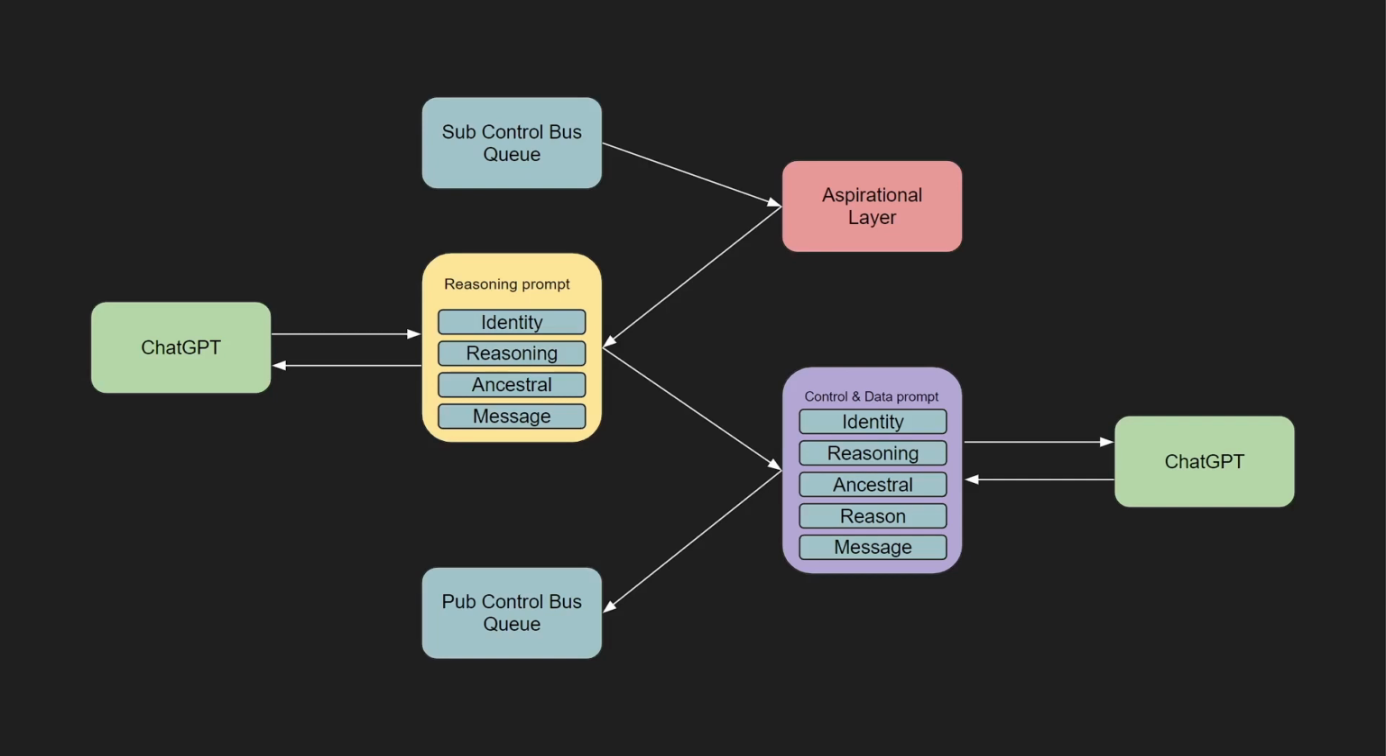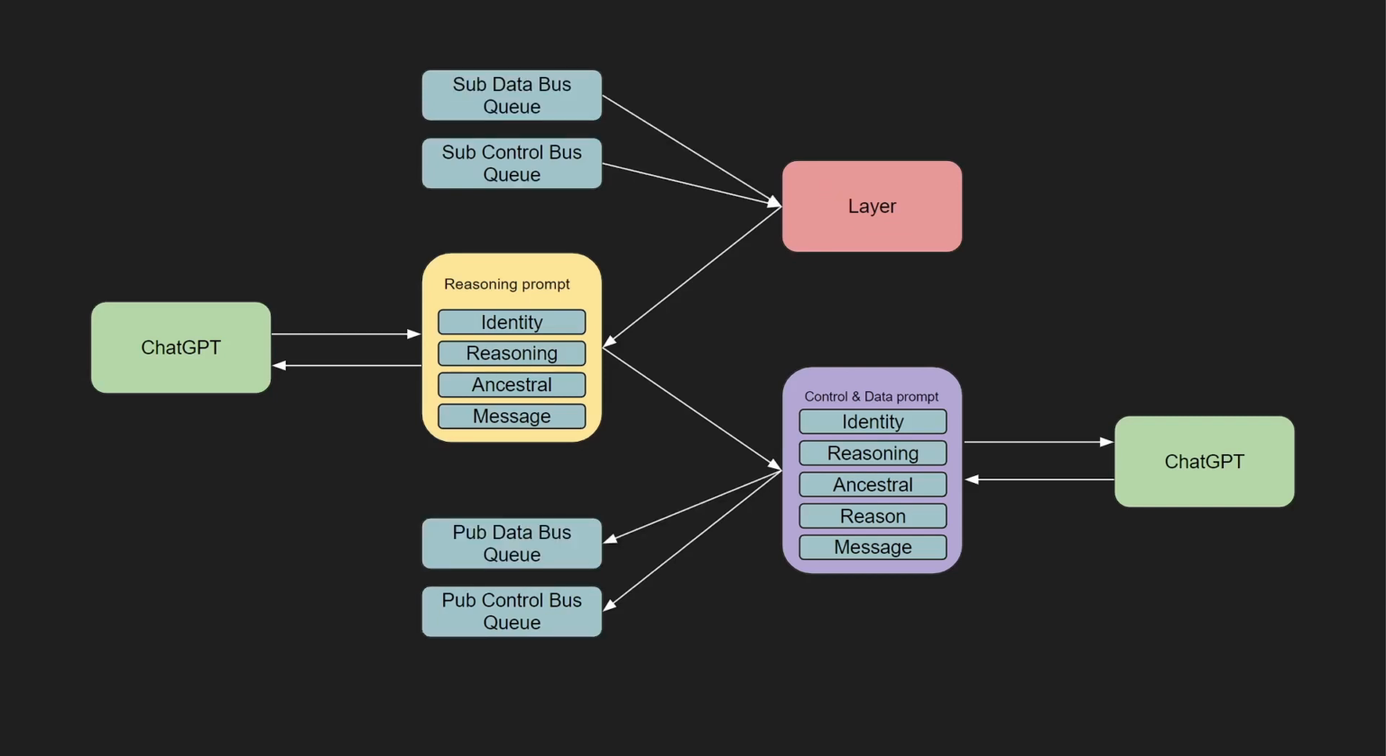For all the other layers, the process is exactly the same with the exception that the messages can be both fetched and published to either the control or data bus message queues.